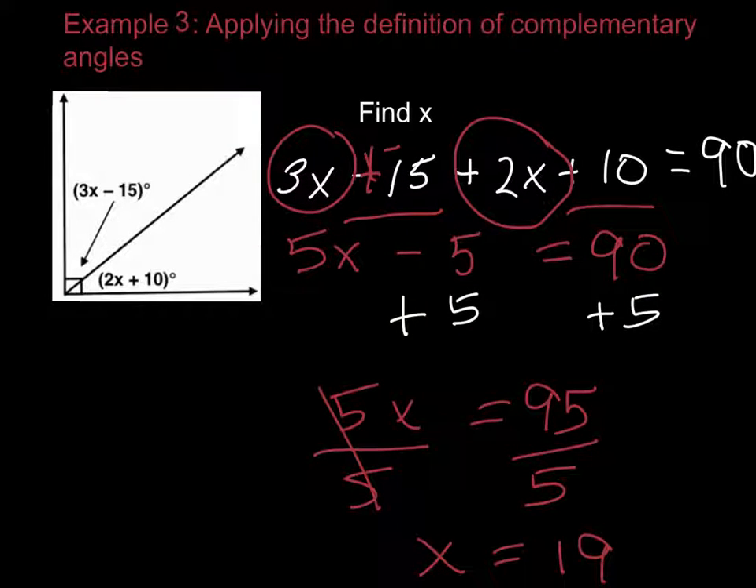A really quick way to check our work here is to go back to our original equation, substitute 19 for x, and make sure that all comes out to 90. Let's do that real fast. So 3 times 19 minus 15 plus 2 times 19 plus 10. And again, if we're correct, that should all equal 90. So 3 times 19 is 57. I'm going to go through and do all of my multiplication first. 2 times 19 is 38.